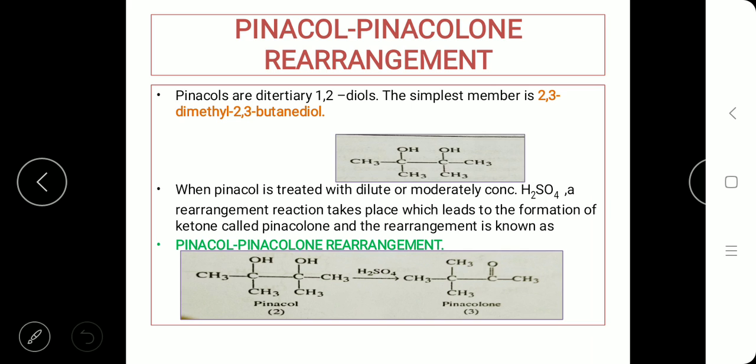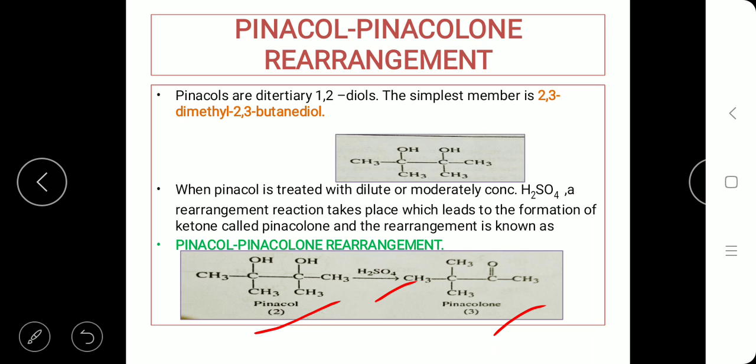When pinacol is treated with dilute or moderately concentrated H2SO4, a rearrangement reaction takes place which leads to the formation of a ketone called pinacolone, and the rearrangement is known as the pinacolone rearrangement. So this is a reaction where the functional group alcohol is changed to a ketone. The alcohol is the pinacol, and in the presence of an acid like hydrochloric acid or sulfuric acid, it gives rise to pinacolone, that is a ketone.